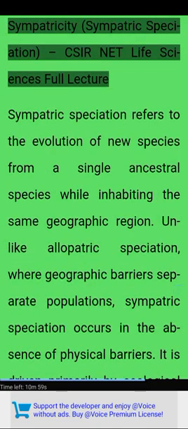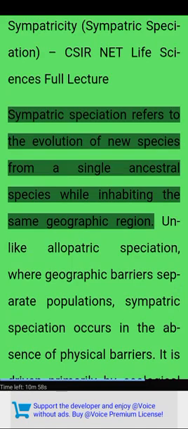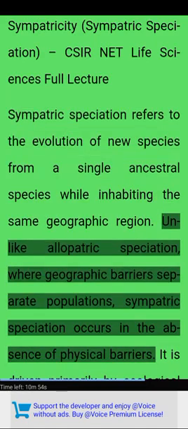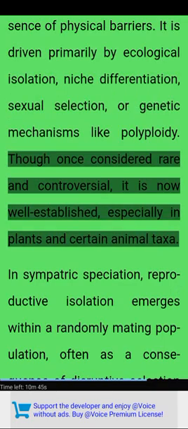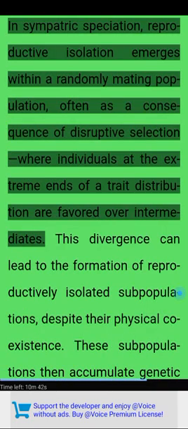Sympatricity, sympatric speciation, CSIR NET Life Sciences full lecture. Sympatric speciation refers to the evolution of new species from a single ancestral species while inhabiting the same geographic region. Unlike allopatric speciation, where geographic barriers separate populations, sympatric speciation occurs in the absence of physical barriers. It is driven primarily by ecological isolation, niche differentiation, sexual selection, or genetic mechanisms like polyploidy. Though once considered rare and controversial, it is now well established, especially in plants and certain animal taxa.